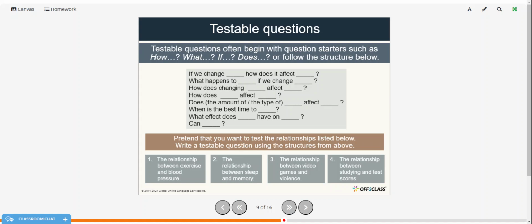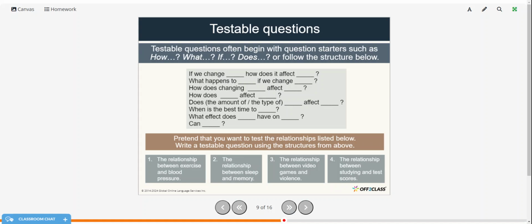And can X? So pretend that you want to test the relationships below and then write a testable question using one of the structures above. The relationship between exercise and blood pressure. So you could say something like, how does exercise affect blood pressure? Or what effect does exercise have on blood pressure?